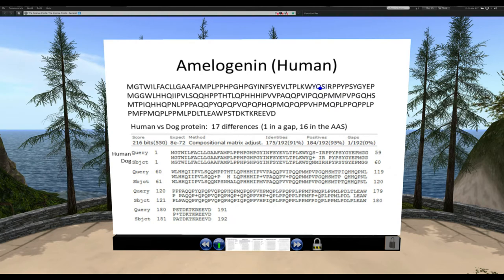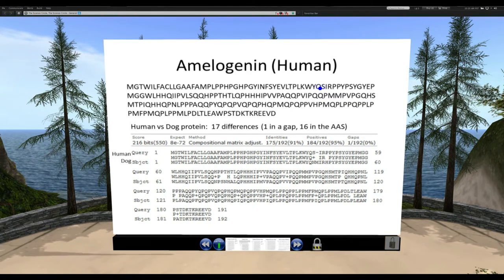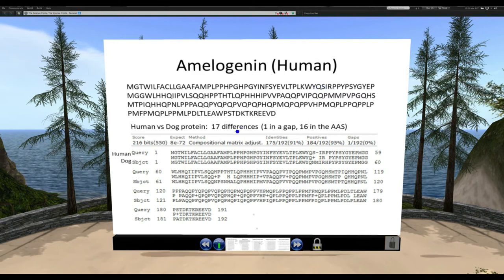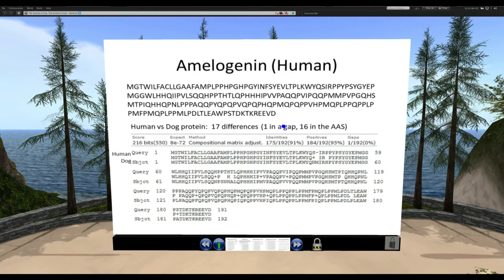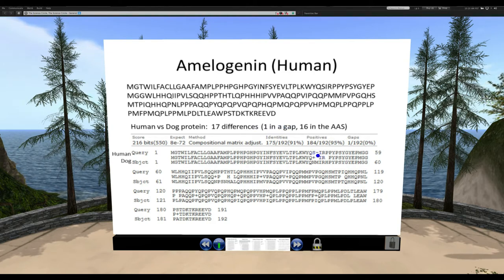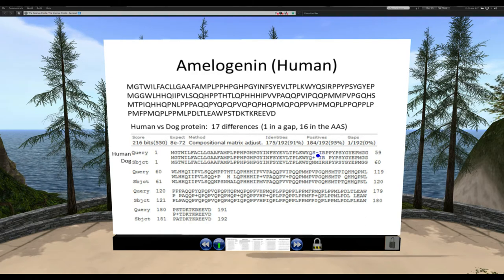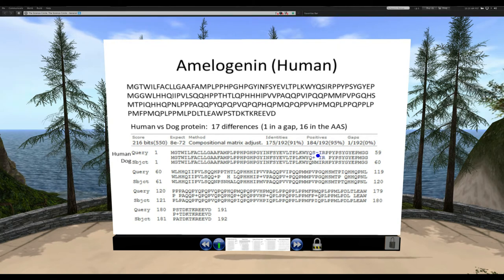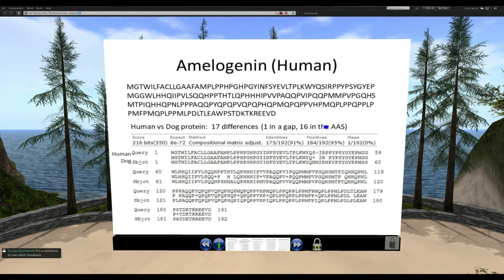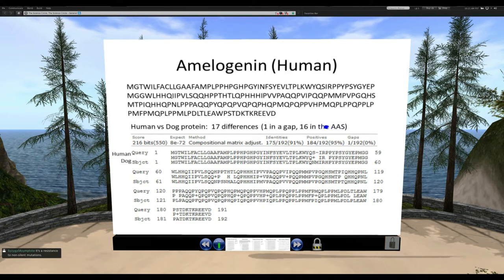So this is amelogenin. This is the protein that puts the enamel on your teeth. And if you compare the human and the dog proteins, there are 17 differences. Now, in this case, one of these differences is in a gap. That gap is right here, where there's a skip over an amino acid. So a whole codon is missing in the human sequence that is present in the dog sequence. So only 16 of these differences are actually in the amino acid sequence.